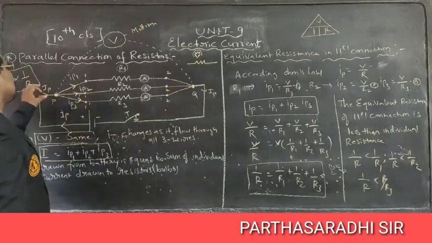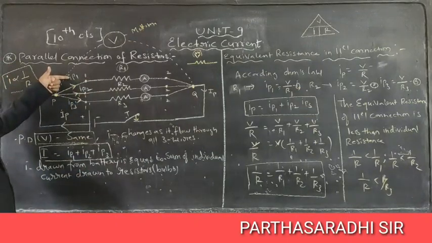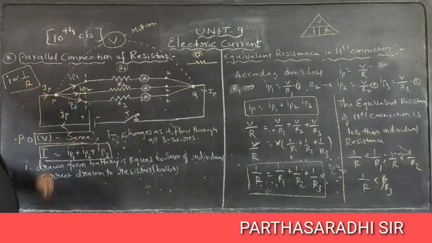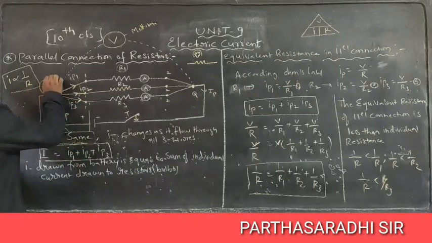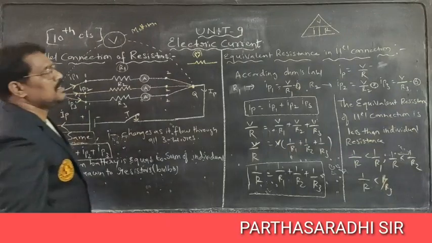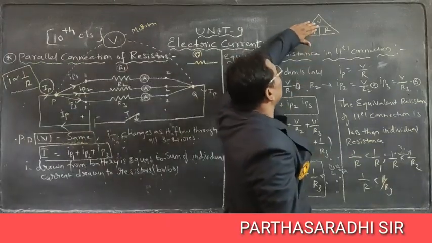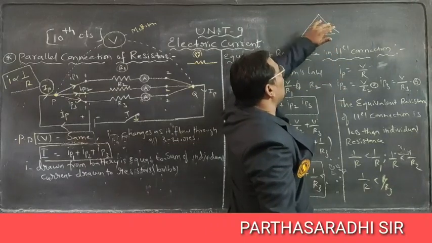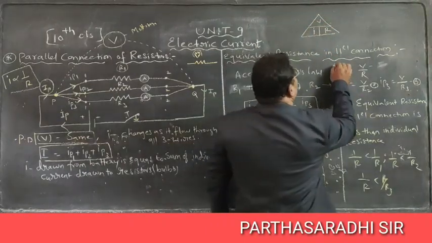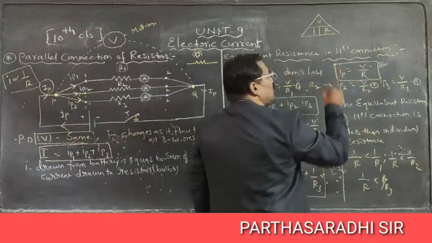Current flowing will be changing. The current IP will be divided into IP1 plus IP2 plus IP3. Therefore, now we have to frame a formula as the current flowing is changing, so I have to make a formula based upon current flowing. Total current is equal to what? V by R. Therefore, according to Ohm's law, I am applying it based upon current.